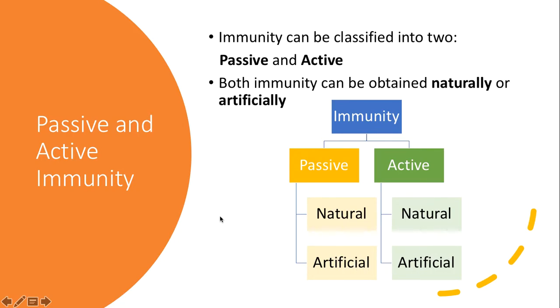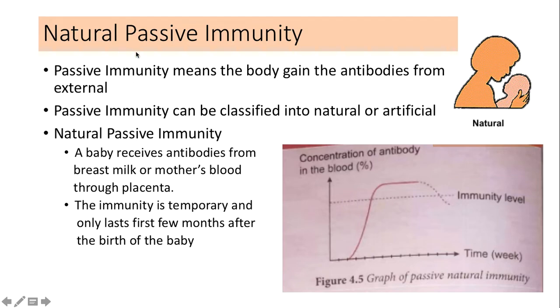Okay, so let's look onto natural passive immunity. Okay, this one I've explained before. Passive immunity means the body gain the antibody from the external, means the body does not produce itself. Okay, that's why natural passive immunity. What's the example of natural passive immunity?